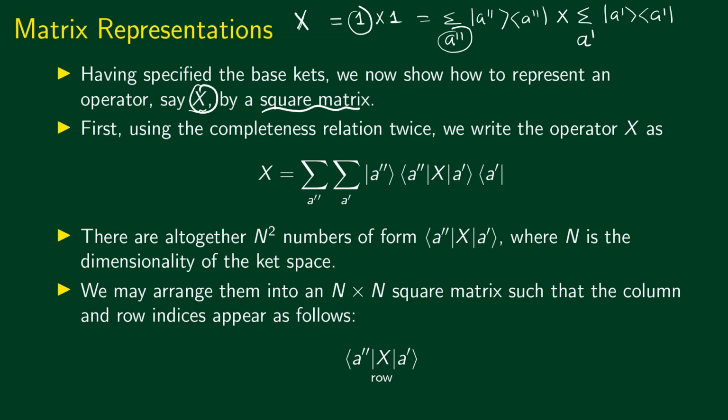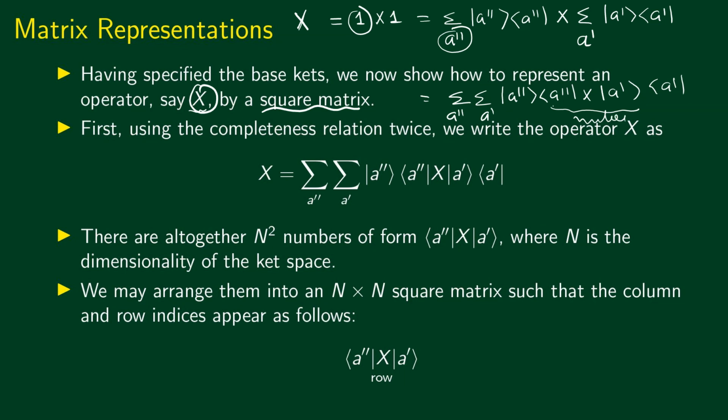Now I can write the summations together outside, sum over a double prime and sum over a prime, and the other terms together: ket a double prime, bra a double prime, X, ket a prime, bra a prime. Now we see that by the associative axiom, we can combine these things, as long as this multiplication is legal, and we know that it is legal. So we are allowed to combine these terms. If we combine these things, this is a number, because X acting on ket a prime will give you another ket, and then you are multiplying a ket and a bra, which is a bracket, and it's a number. Since this is a number, it doesn't matter where you put it.